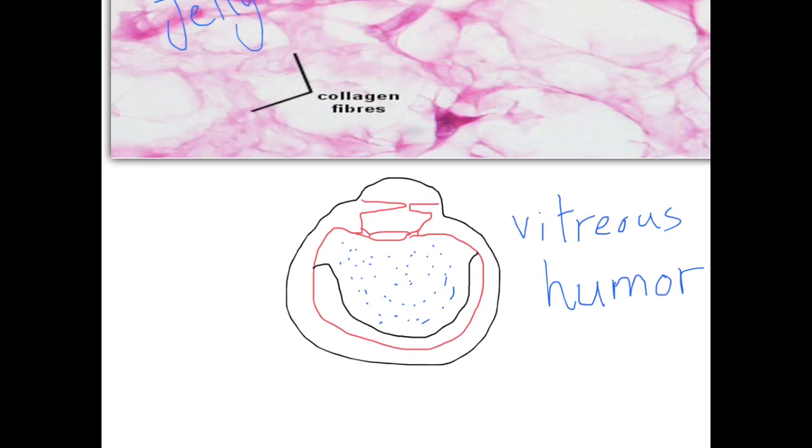Another site is the pulp of the tooth. Suppose this is the tooth and it has a root, and in this root the blood vessels enter the pulp. This pulp contains the mucoid connective tissue that surrounds the blood vessels entering the tooth.